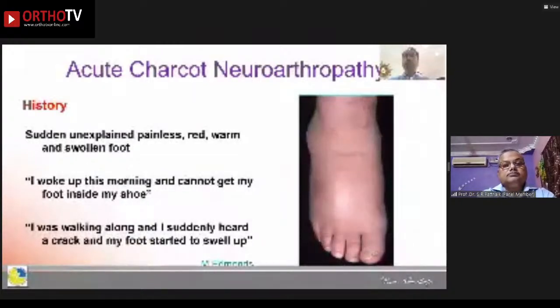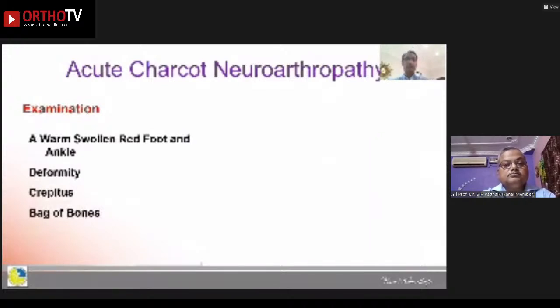By and large, a patient with an acute Charcot presents with a sudden, unexplained, painless, red, warm, and swollen foot with no significant history of trauma. The patient may say, I woke up this morning and cannot get my foot inside my shoe, or I was walking along and I suddenly heard a crack and my foot started swelling up. Professor Michael Edmonds, the diabetologist, has studied this extensively and written a few books about it.